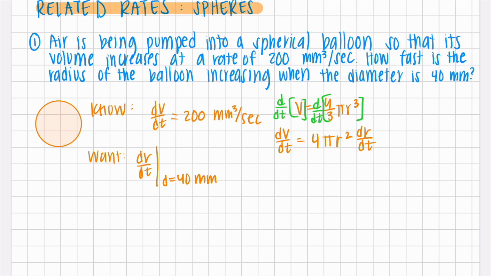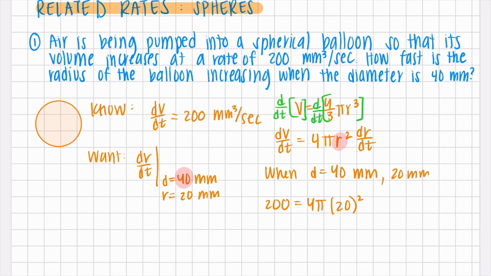So when the diameter is 40 millimeters, notice that my dV/dt has r in it, but we know the diameter. So the radius is 20 millimeters, since radius is half of the diameter. That way we will be able to plug in. You also could have changed your dV/dt to be with respect to diameter, either way is fine. So my dV/dt is 200, 4 pi, my radius is 20, and we are solving for dr/dt.